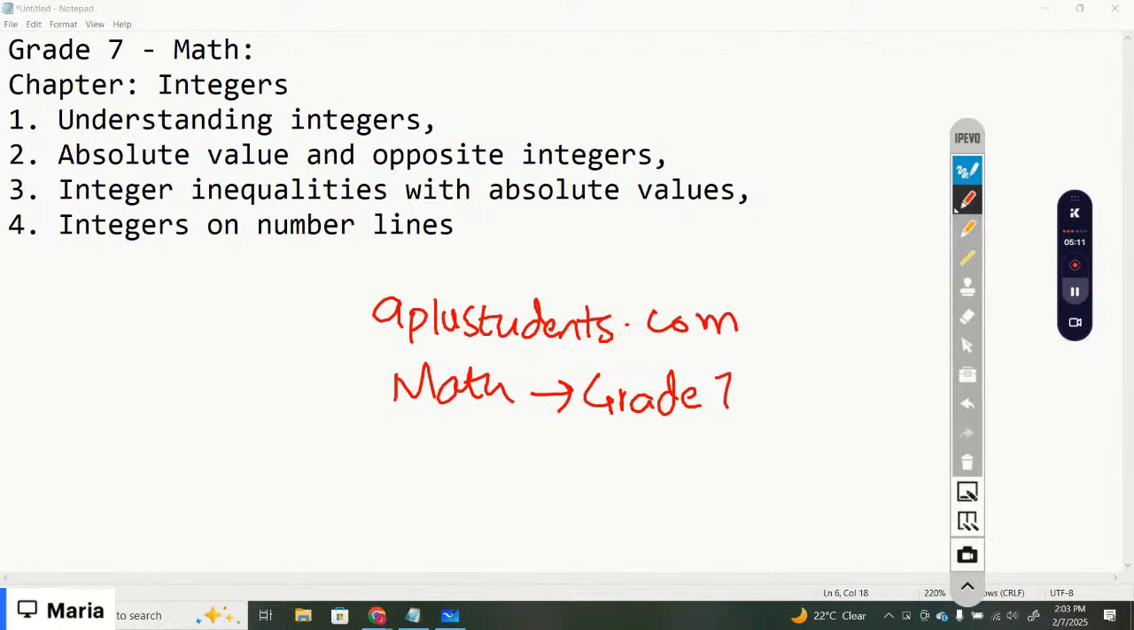We're going to start with the chapter integers. The lessons we're going to cover today are understanding integers, absolute value and opposite integers, integer inequalities with absolute values, and integers on number lines. Please make sure you have your notebook and pencil so that you can note down the important examples and definitions as well.